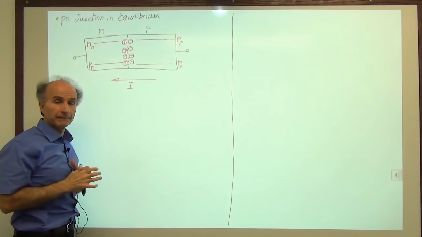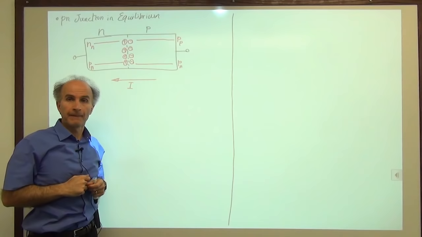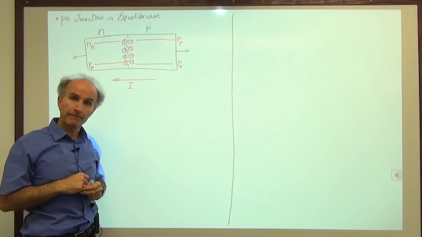But that's strange, isn't it? How could we have a current if the terminals are left open? That goes against what we intuitively understand. Well, what should happen is that this current may flow for a while, but then eventually has to stop. And the question is, what exactly stops the flow of current?